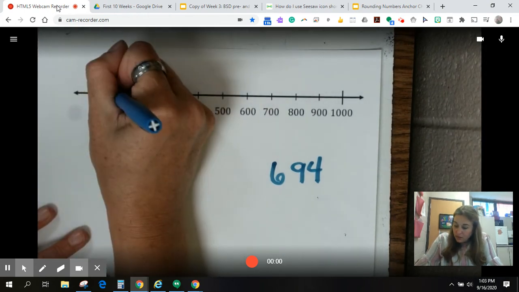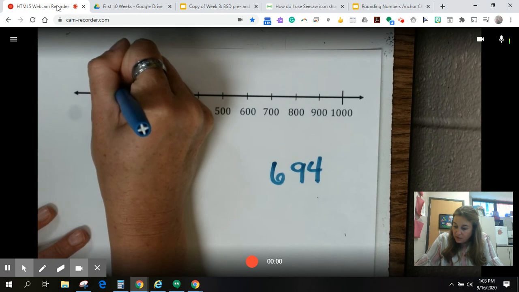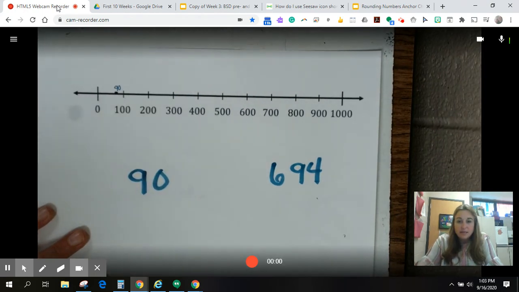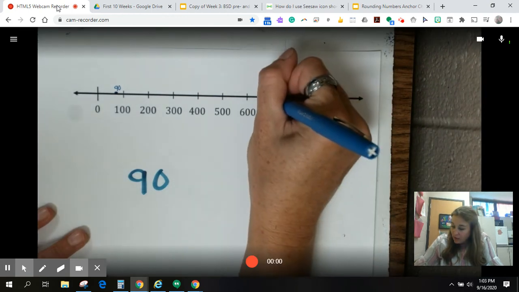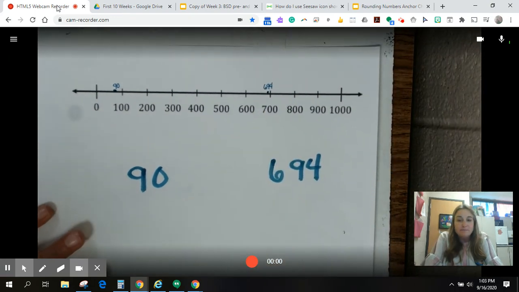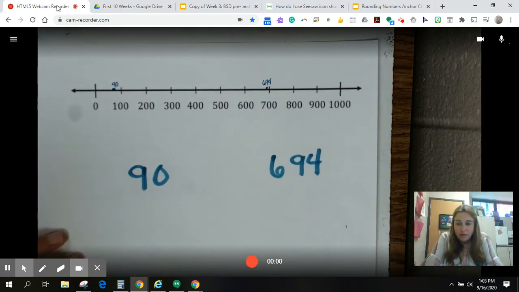Okay. So I'm probably going to put 90 pretty close to the 100. And 694 is almost on top of 700. Okay. I've done that. But here's the next question. If I said, explain which of these two numbers is closest to the next number up, how would you decide and how would you explain? Which one do you think it is? Do you think 90 is closer to 100, or do you think 694 is closer to 700?